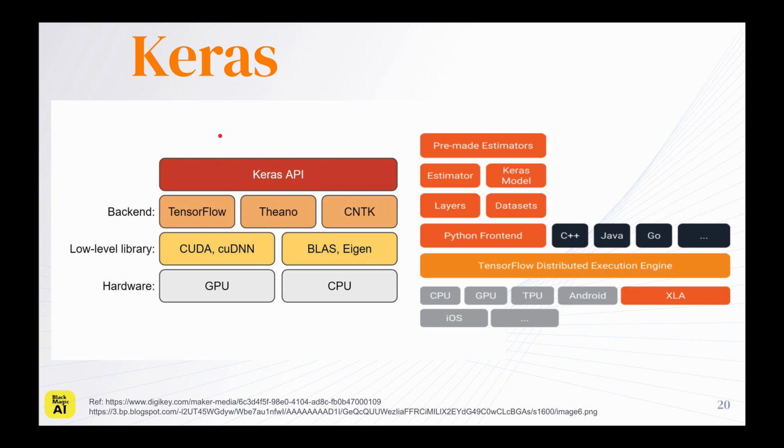Now we will explain the Keras programming stack. The programming stack is divided up into three main layers. On the first layer, we have a hardware layer, then we have the low-level library layer, and then we have the backend layer. So let's start with the hardware layer.